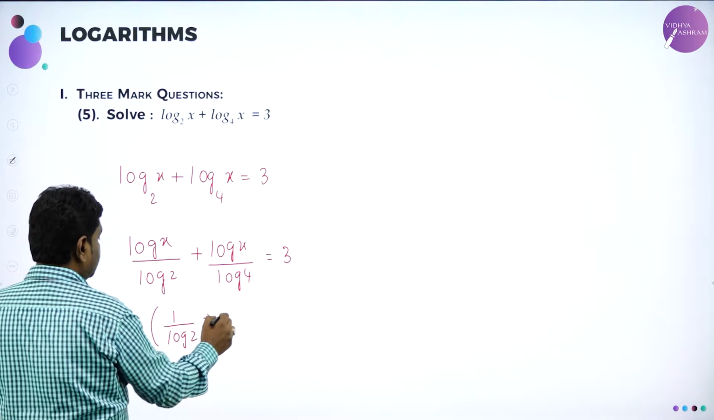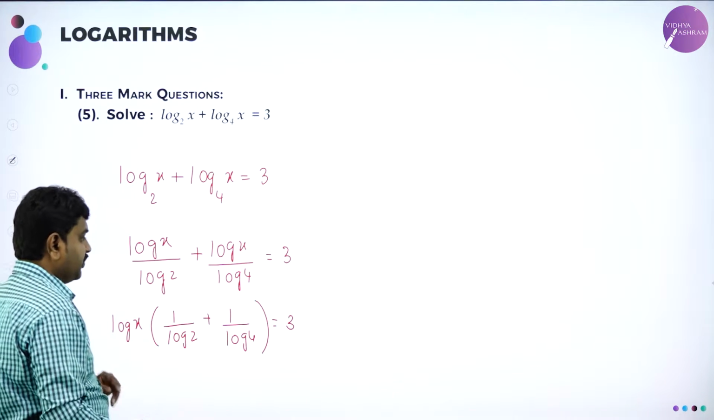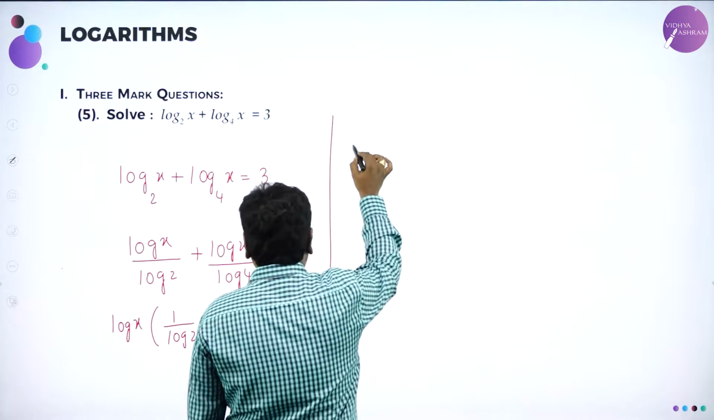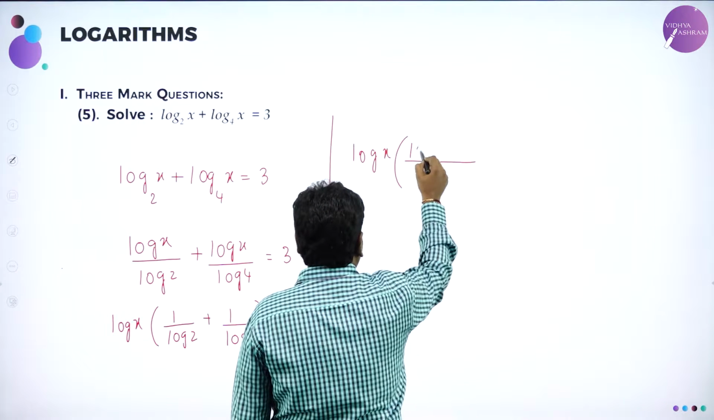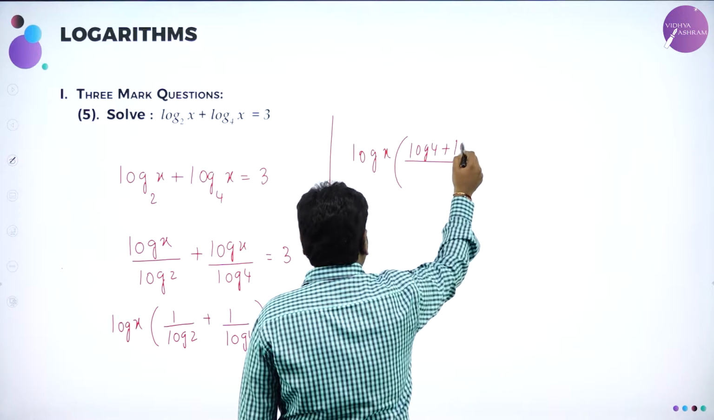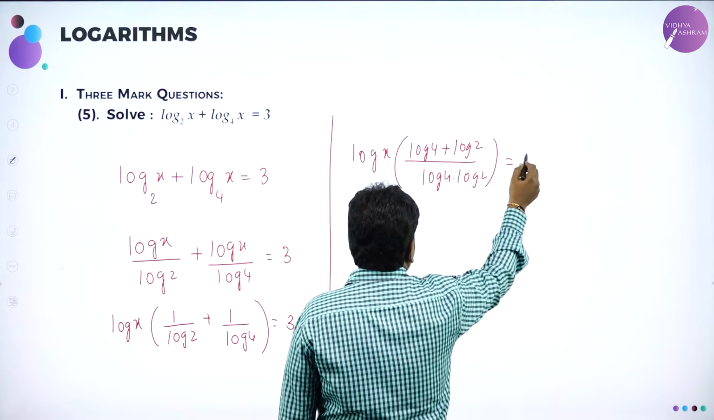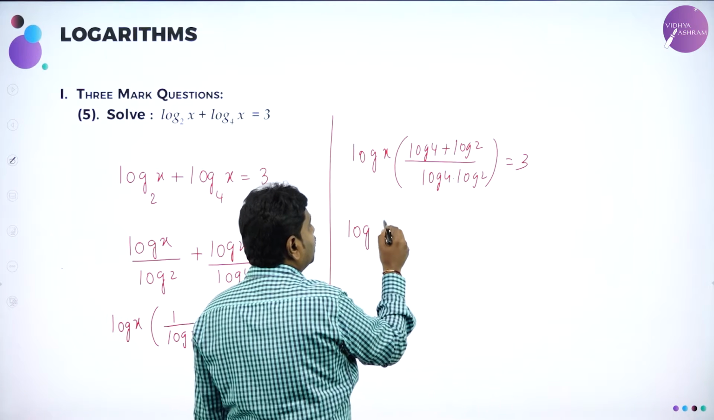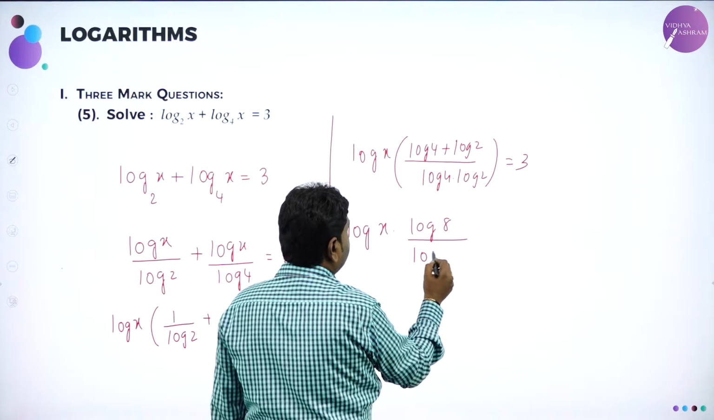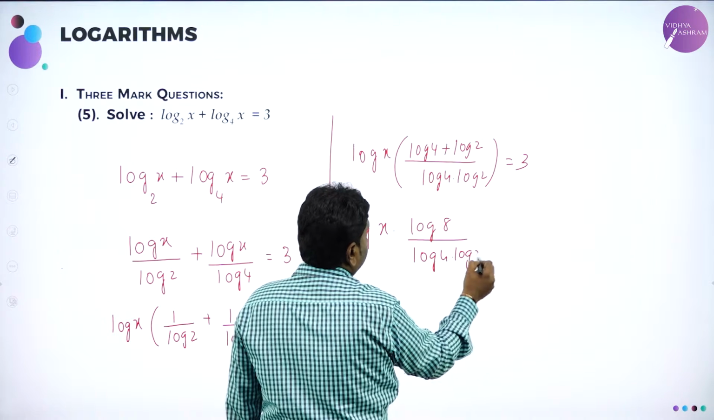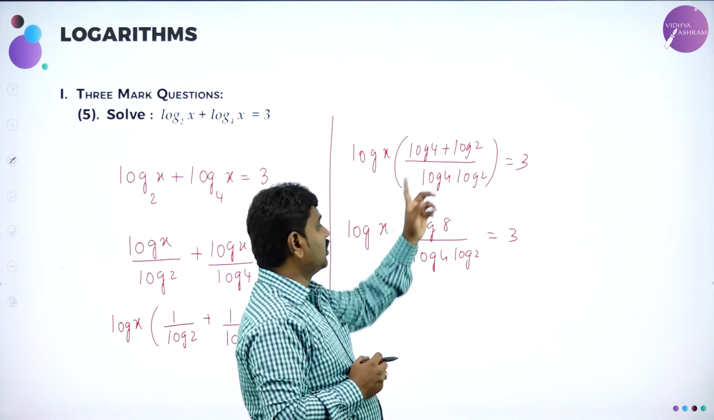So log x you can take out, so it will become 1 by log 4 is equal to 3. Simplify this further. Log x into, if I take LCM, numerator becomes log 4 plus log 2 divided by log 4 into log 2 is equal to 3. Log a plus log b. What is log a plus log b? Log a into b. Log x into log 4 into 2 divided by log 4 into log 2. Log a into b is log a plus log b. Log a plus log b can be written like this.